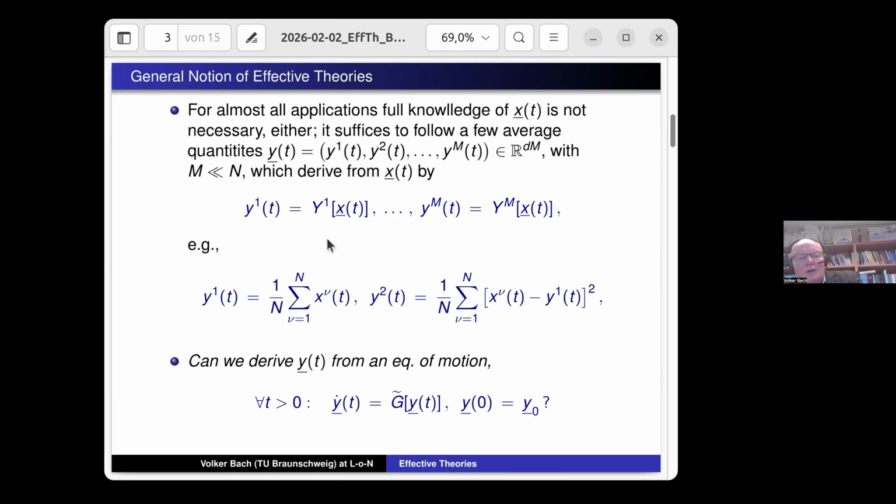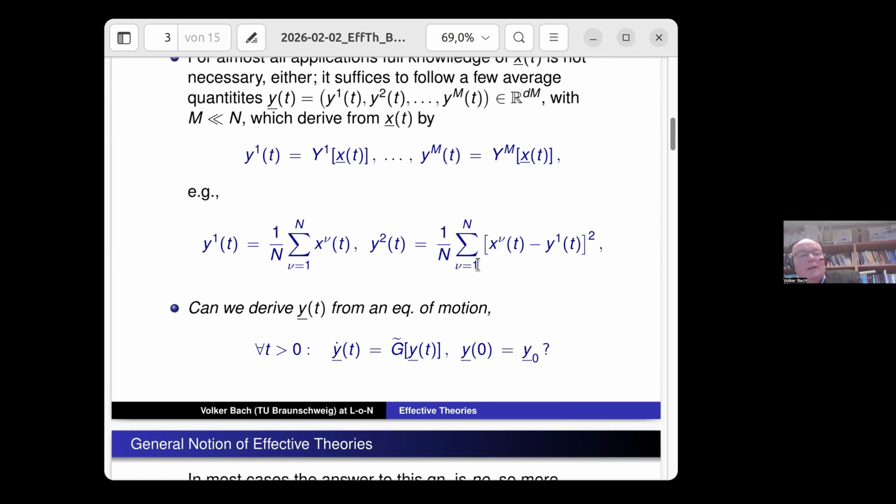these y_j of t are functions of the original variables. We can derive them. But then the really interesting question is, can we derive y of t from y of t alone? Or do we always need the many other variables that are not taken into account? So can we write, again, an initial value problem of y of t? So y dot is equal to some function j tilde of y, and some initial value.